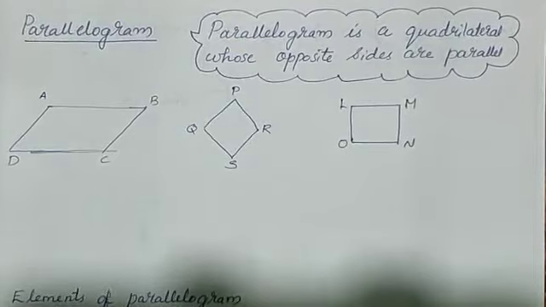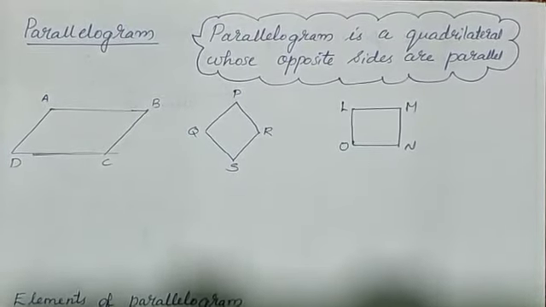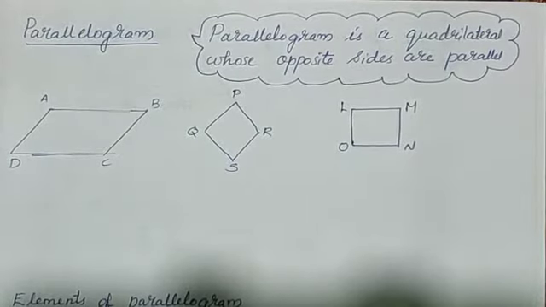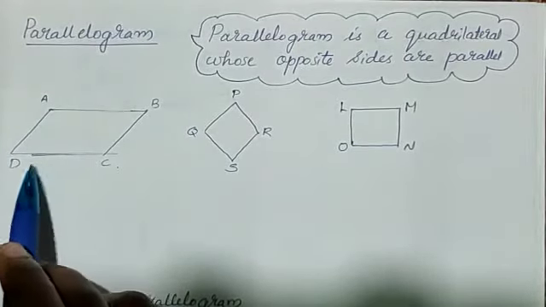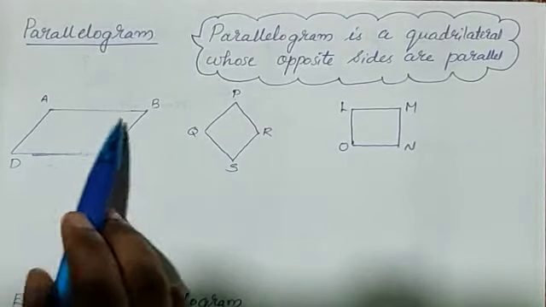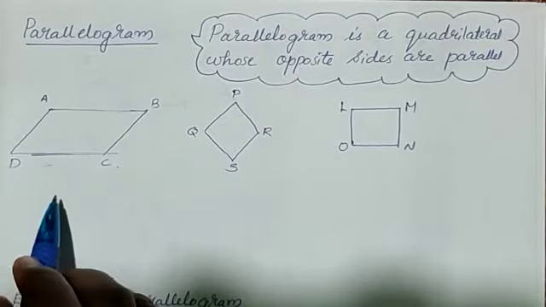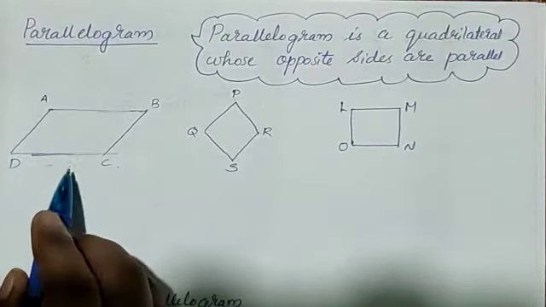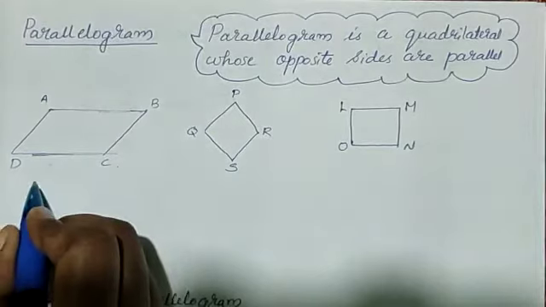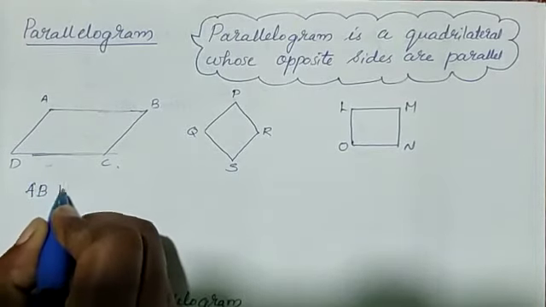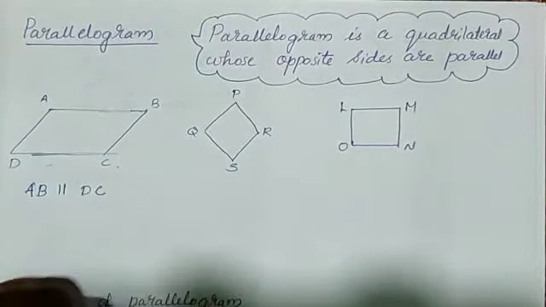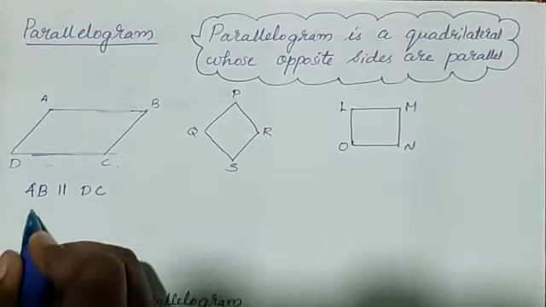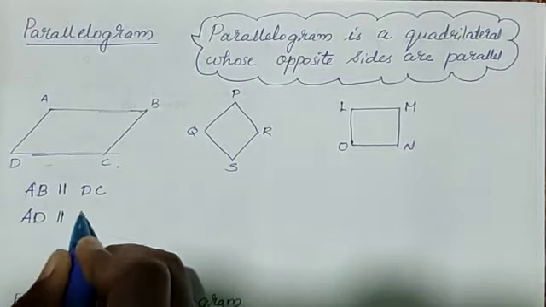Next is parallelogram. Parallelogram is a quadrilateral whose opposite sides are parallel. See here, ABCD is a parallelogram. This is a quadrilateral and its opposite sides AB and DC are parallel. See, AB is parallel to DC, and these two opposite sides AD and BC. AD is parallel to BC.